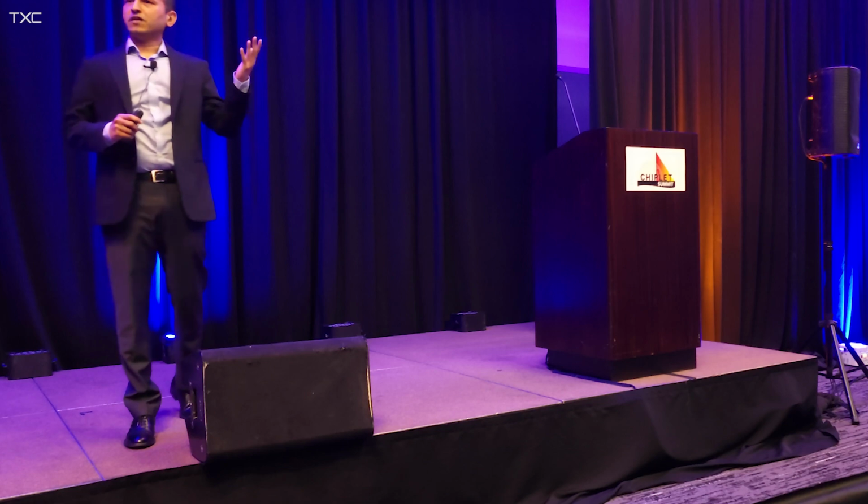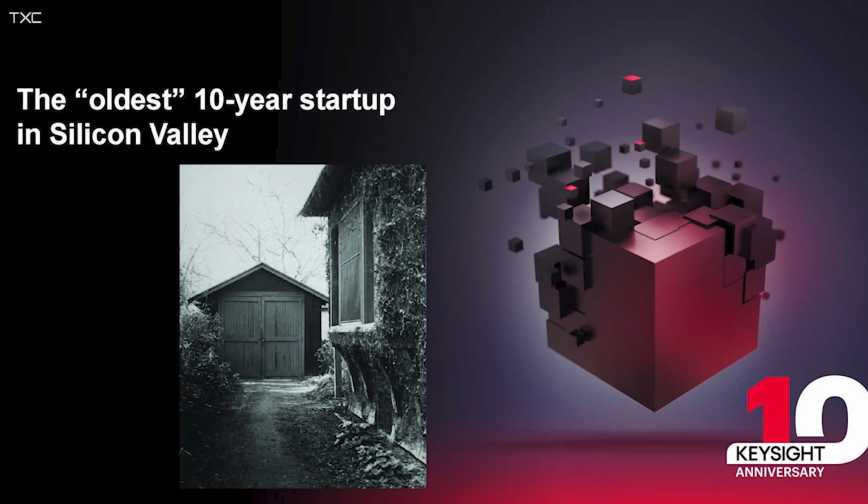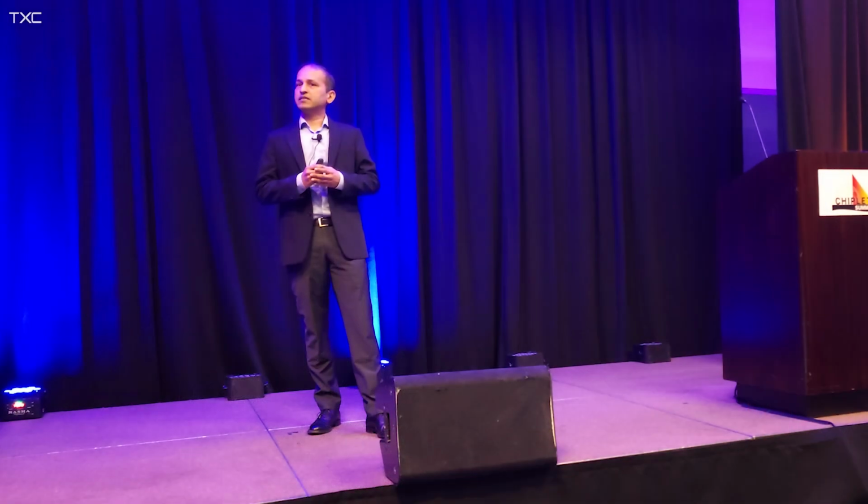I like to call ourselves the oldest 10-year-old company in Silicon Valley. And here's a clue of where we started. If you don't recognize, many people call this the birthplace of Silicon Valley. It's a small garage in Palo Alto where Bill and Dave built HP. And Keysight traces its legacy all the way back 86 years ago to HP. We have businesses that were started at HP that got spun off at the time in Agilent Technologies. We were Agilent for about 14 years, and for the last 10 years, we are Keysight Technologies.